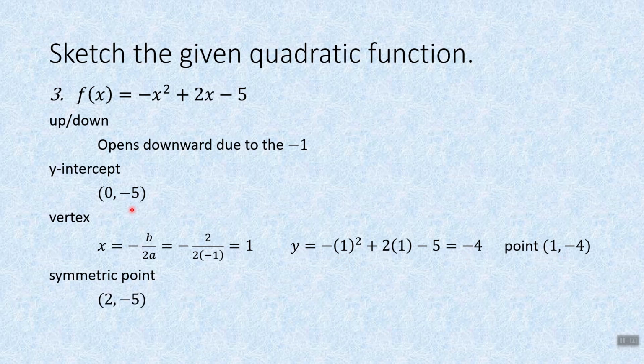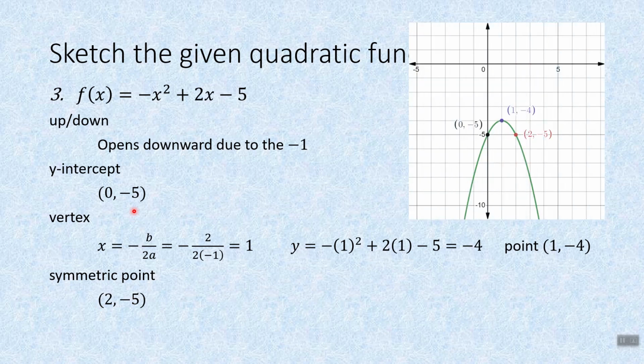Our symmetric point will double our x values, twice the distance away. From a distance of 0 to 1, from y-intercept to vertex, so it must be from 1 to 2 to the symmetric point, same height. And a look at our graph.